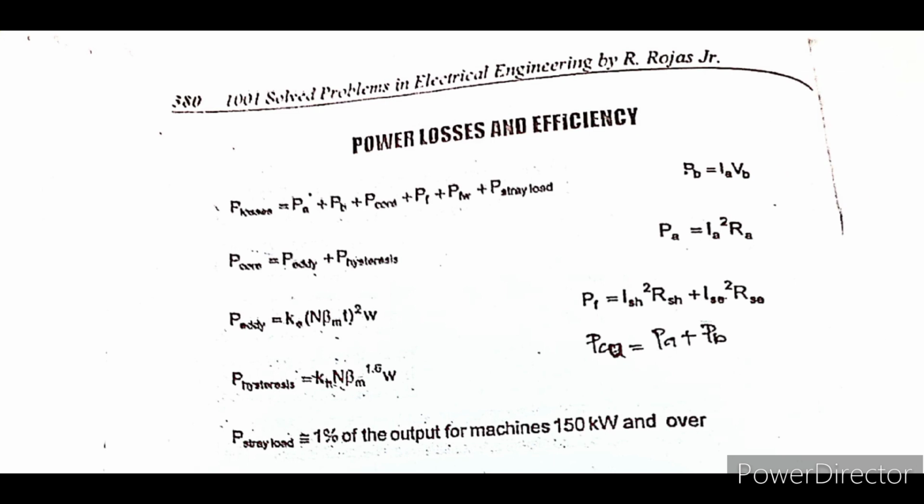Hello guys. For today I am going to discuss power losses and efficiency. Power losses is equal to armature circuit loss plus brush contact loss plus core loss plus field circuit loss plus friction and windage loss plus stray load loss.